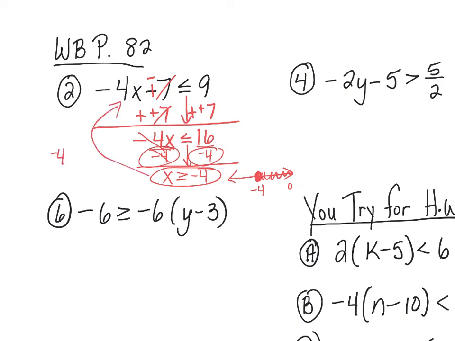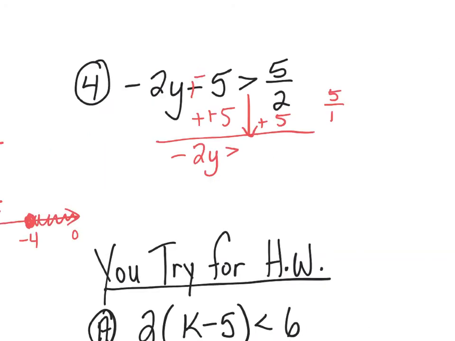Negative 4 times 0. What is that? That's 0, isn't it? Plus negative 7 is negative 7. Is that less than or equal to 9? It sure is. After we add 5 to both sides, let's make it 5 over 1 plus the 5 over 2. That 2 is the common denominator. So that's 10 over 2. So don't we get 15 over 2?